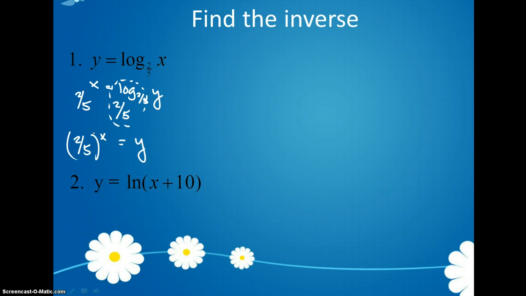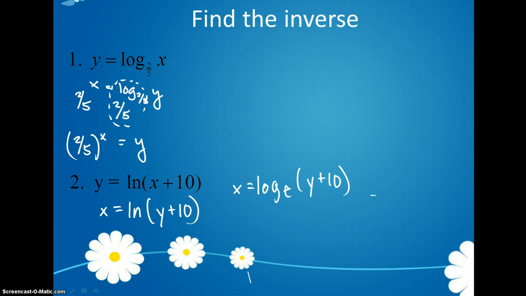And that's the inverse. You want to try the next one, Miss Angelo? She's going to swap the x and the y first. We said that we have to exponentiate both sides, but I don't see a base on ln. What do I do? Let me rewrite this as log base e of y plus 10, so now we know that the base is e. So when we exponentiate, this is going to cancel out.